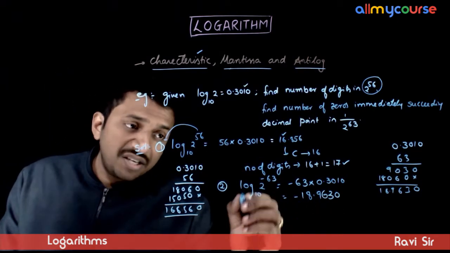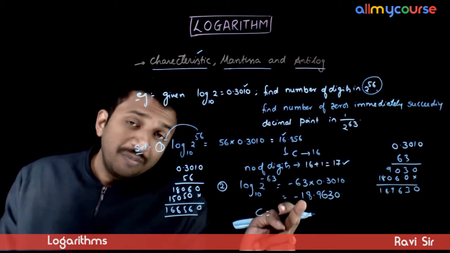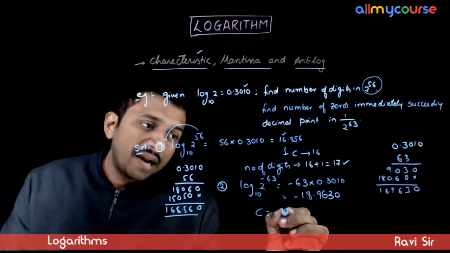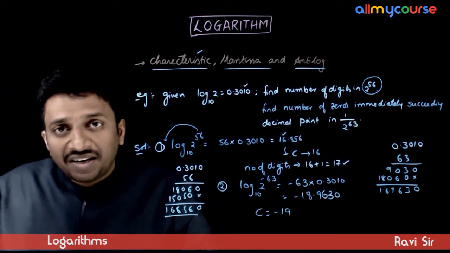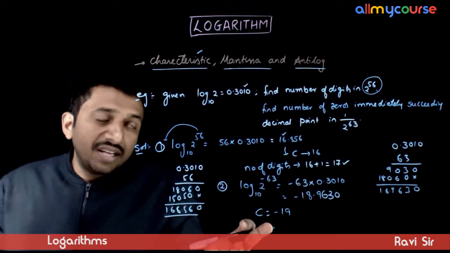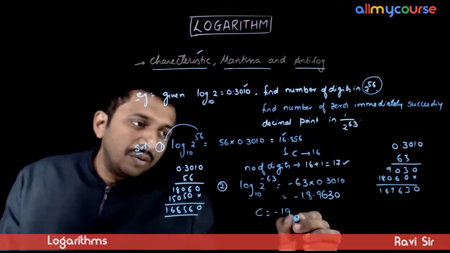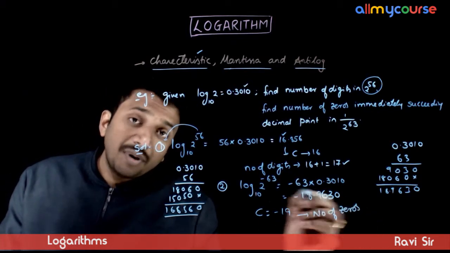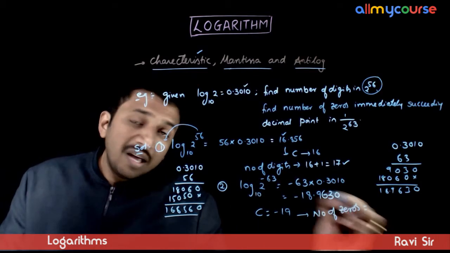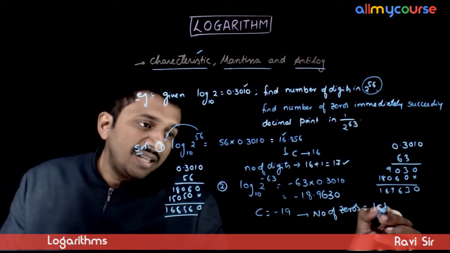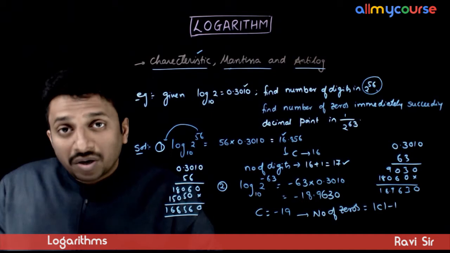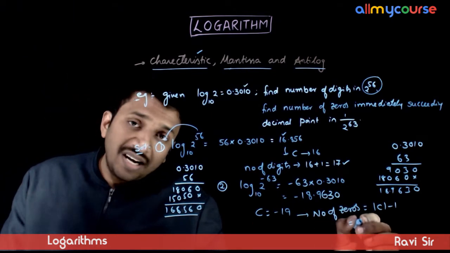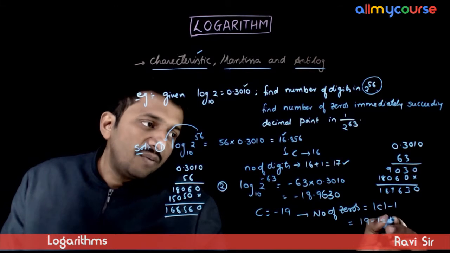So what is the characteristic of this? The characteristic, because this is a negative number we have already seen, it will be 1 unit backwards. The characteristic is minus 19. So the number of zeros immediately after the decimal point is nothing but mod c minus 1, right? Mod c minus 1. That is nothing but modulus of c, which is 19, minus 1, which is equal to 18.